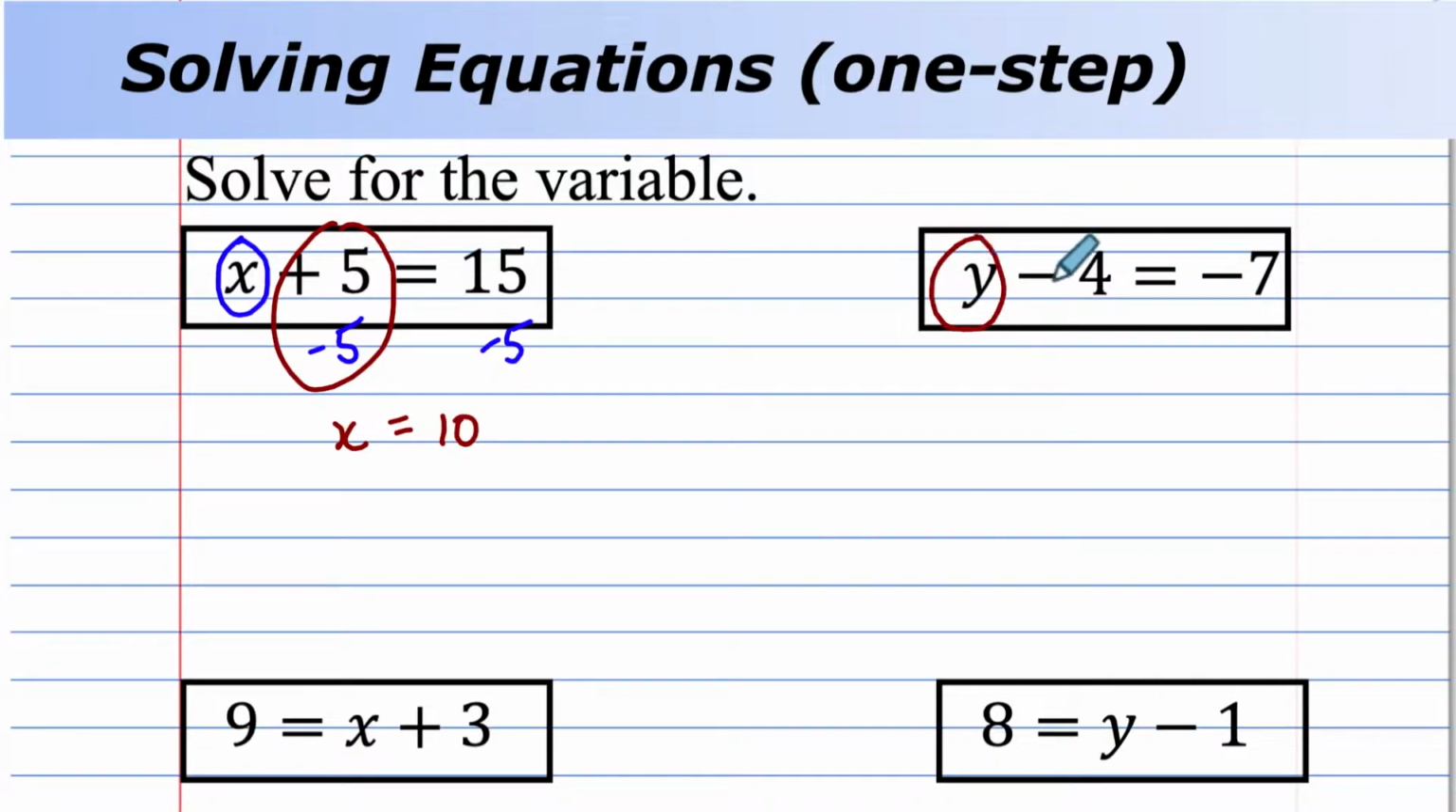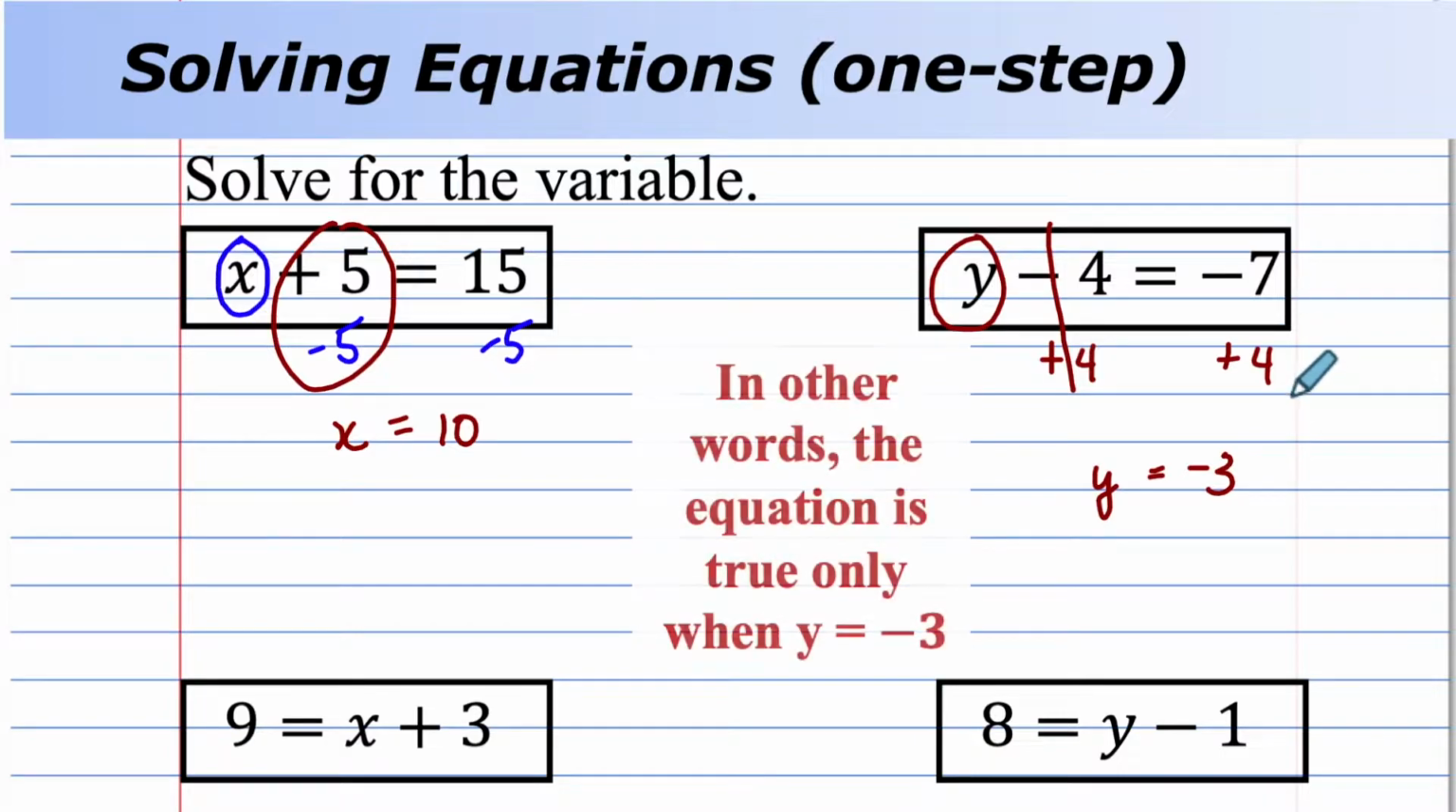The goal is to get Y by itself, so create a 0 pair by adding 4 to both sides of the equation. What you do to one side, you have to do to the other. You make a 0 pair here, and then Y is by itself. -7 plus 4 makes a -3.